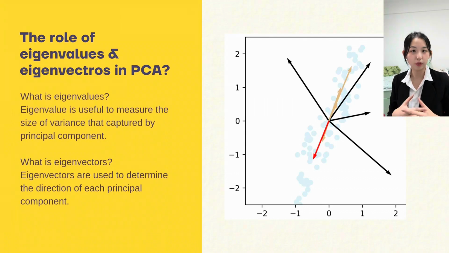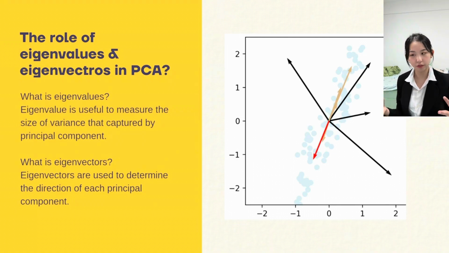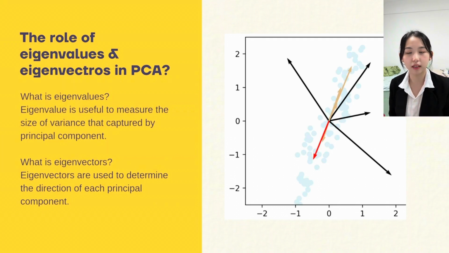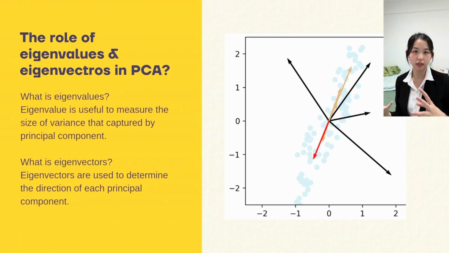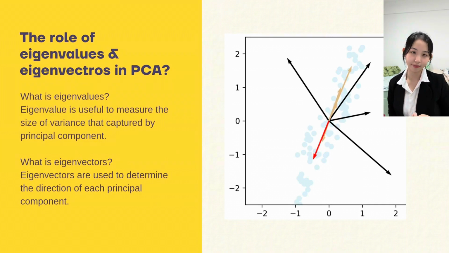The next one is the role of eigenvalues and eigenvectors in PCA. Eigenvalues are useful to measure the size of variance captured by a principal component. Meanwhile, eigenvectors are used to determine the direction of each principal component. Eigenvalues tell us how much, eigenvectors tell us where. For example, in an image dataset, eigenvectors might represent specific features like edges or colors, while eigenvalues tell us their importance.